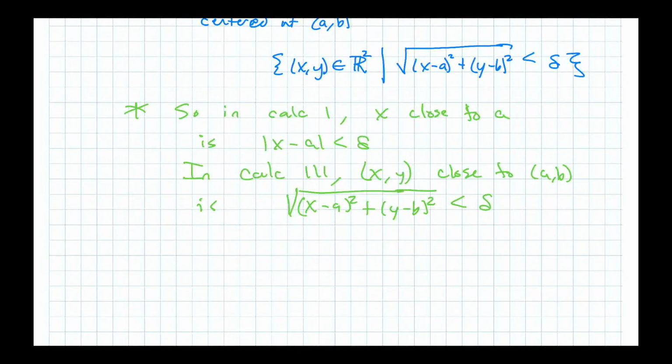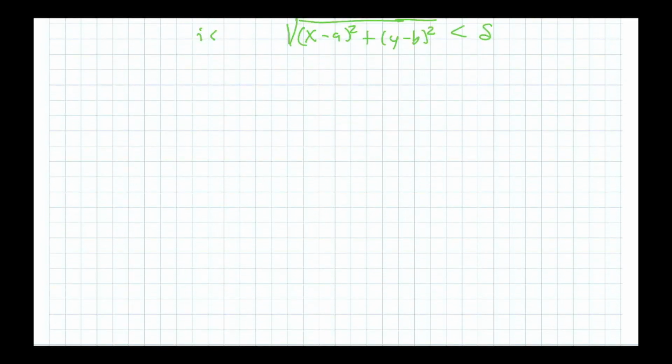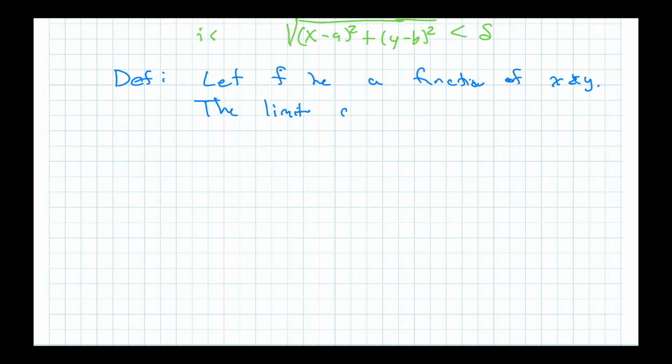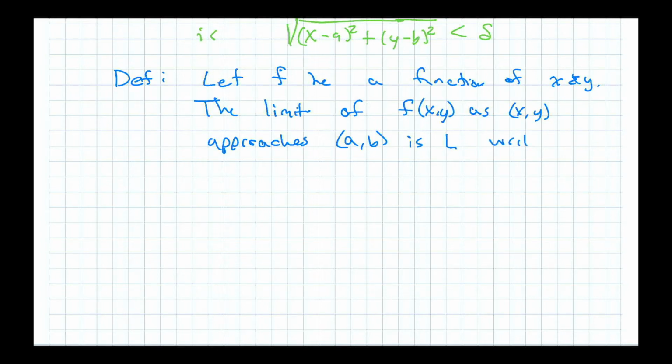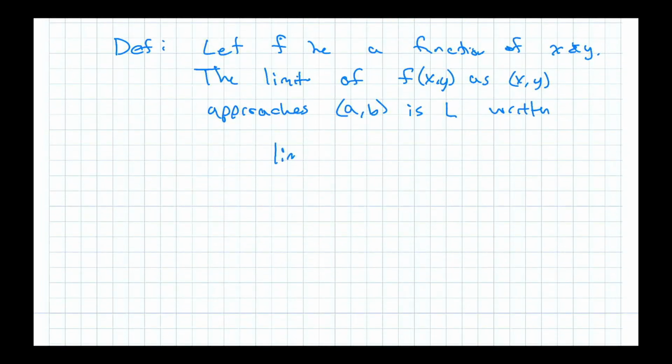All right, having done that, we can now have a definition of a limit. So it's gonna look a lot like our other definition of a limit, but now it's a function of two variables. So let f be a function of two variables x and y. The limit of f of xy as xy approaches ab is L, written. So the notation is pretty much the same as limits that you've done before. Limit x, y approaches a, b. You just have to put the x and the y in your limit of f of x, y equals L.